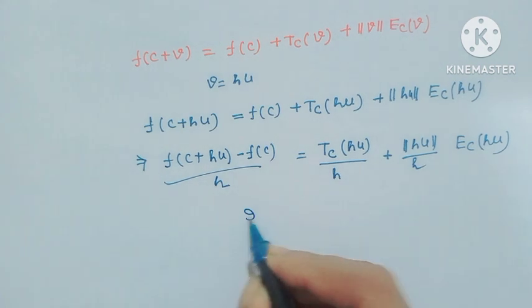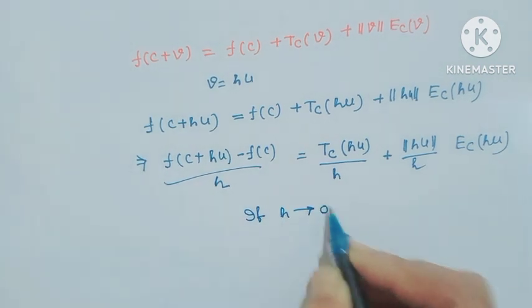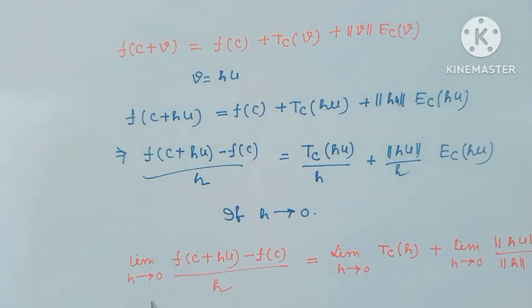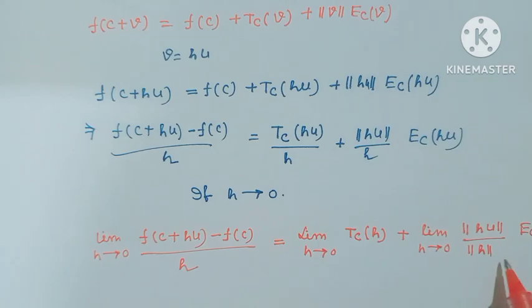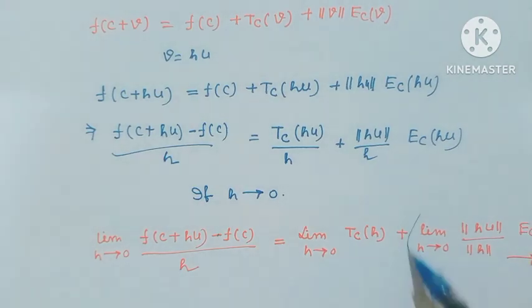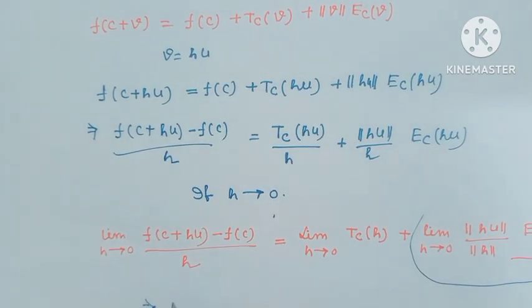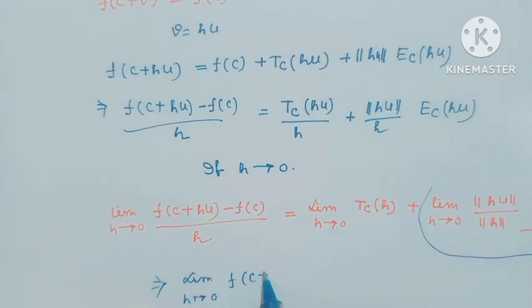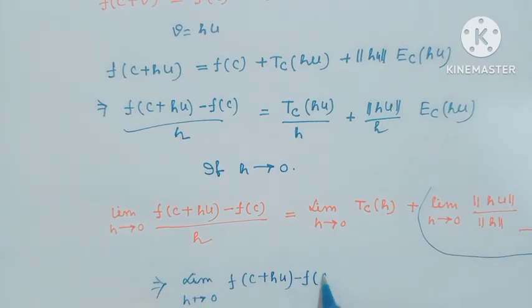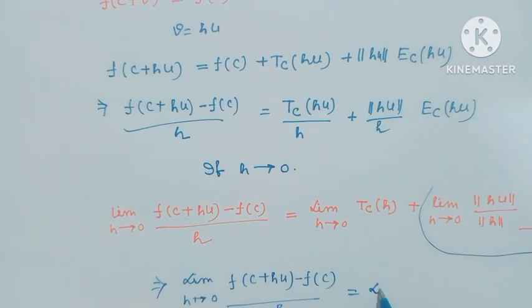And if we take limit s tends to 0 on both sides, then limit s tends to 0 of (f of c plus su minus f of c) divided by s equals limit s goes to 0 of T_C(u) plus limit of norm su divided by s times E_C(su), and as s goes to 0 this part goes to 0, that means limit s goes to 0 of (f of c plus su minus f of c) divided by s equals limit s goes to 0 of T_C(u).